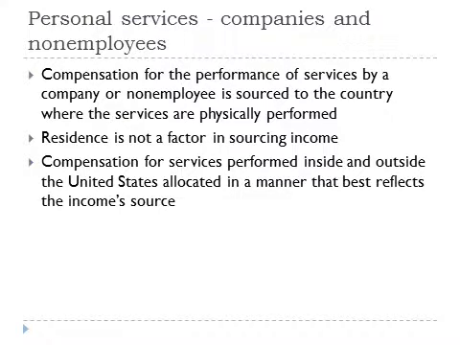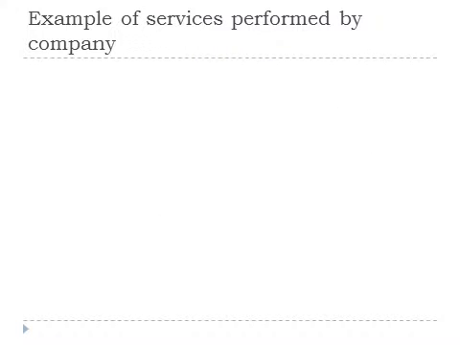Where compensation is for services performed partly inside and partly outside the United States by either a company or non-employee individual, the income must be allocated in a manner that best reflects the income's source. Here's an example of services performed by a company.